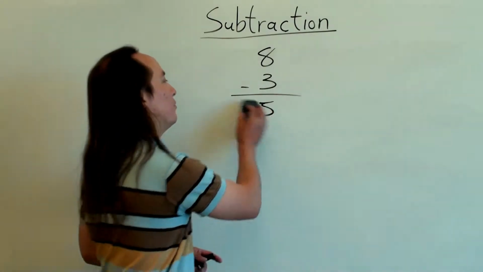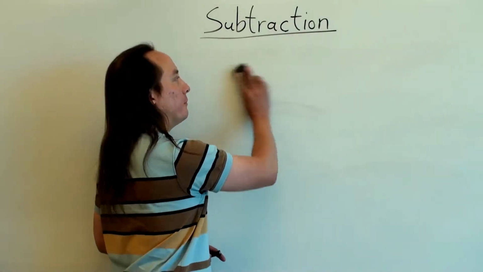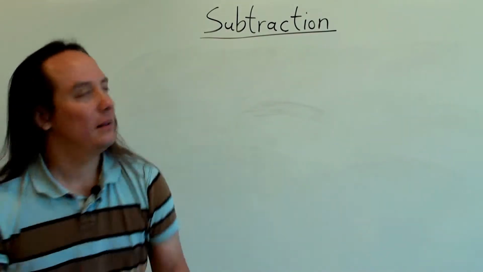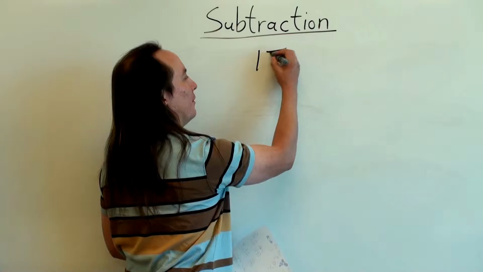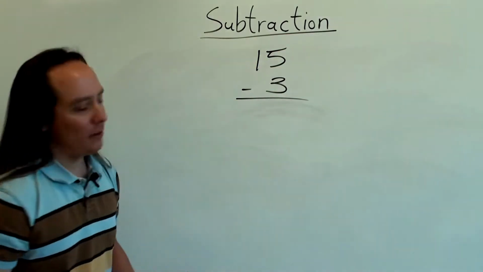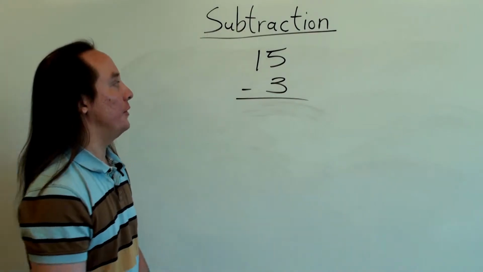Okay, let's continue. Let's move on. We got 7 more. All right, so let's just change it up a little bit, make it a little bit bigger. We'll step it up just a notch. So this is 15 minus 3.